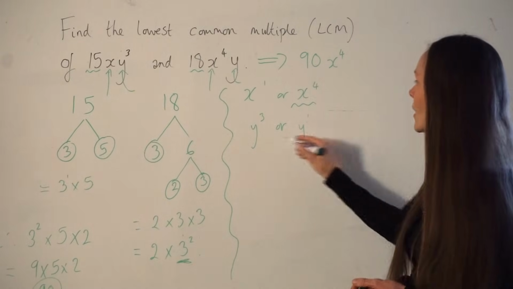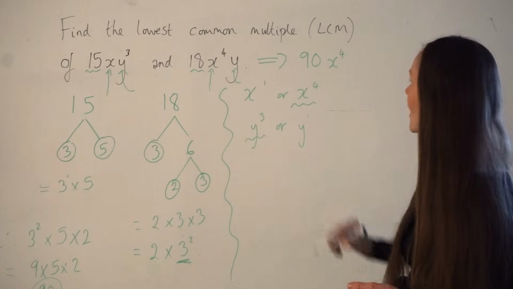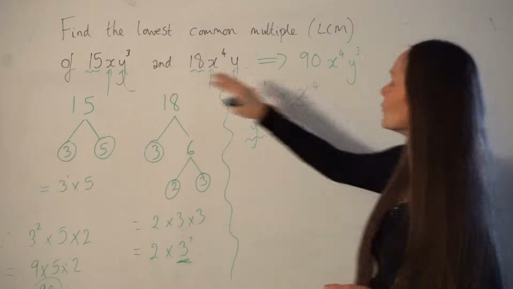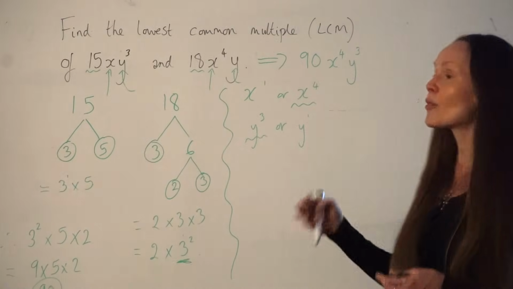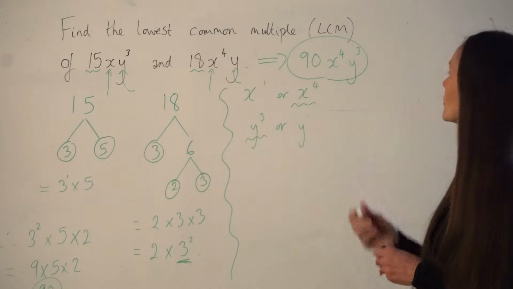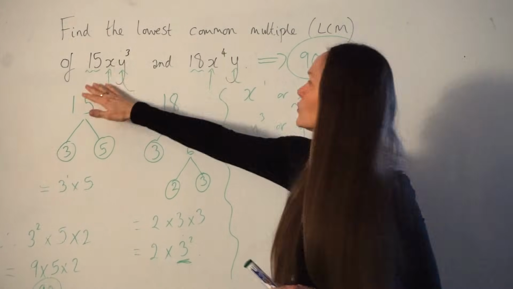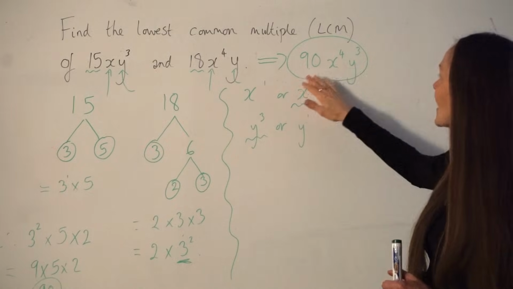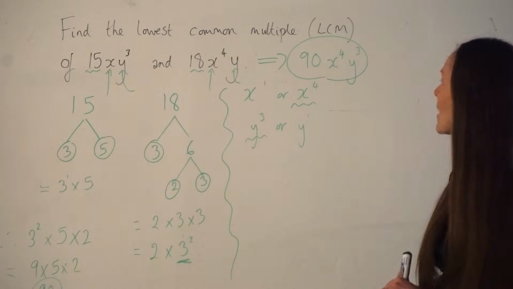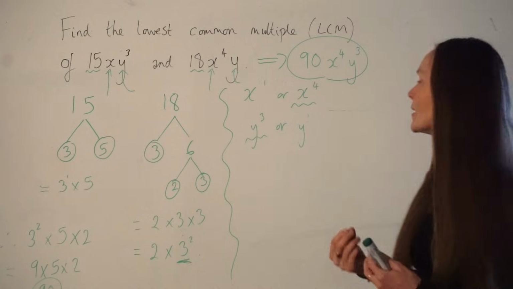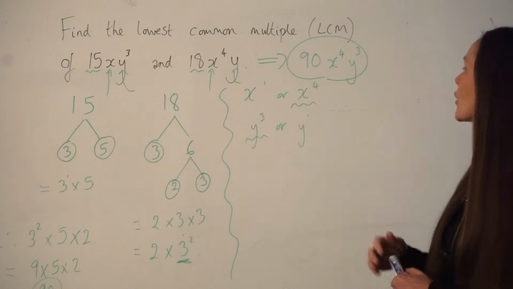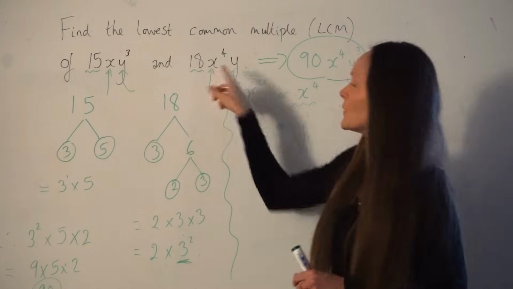So which one is higher? Well, y cubed is going to be the highest power, so that gives us the lowest common multiple for the letter y. Okay, so here is the final answer. The lowest common multiple, the LCM, of those two algebraic expressions is 90x to the power of 4 y cubed. I hope that makes sense. Remember, when you take the highest power, you're finding the term that both of these fit into.